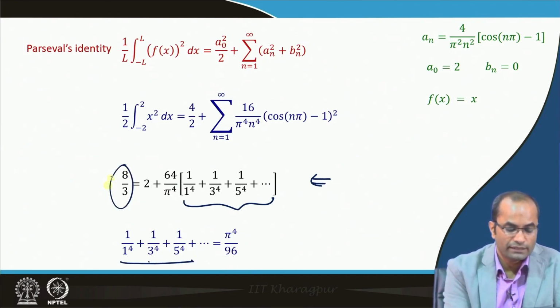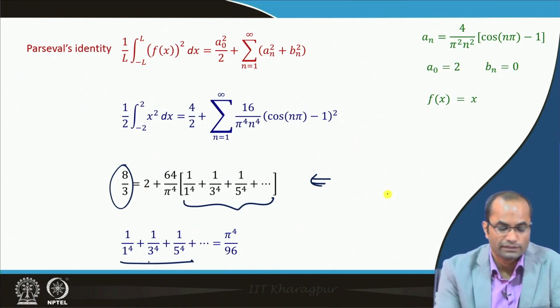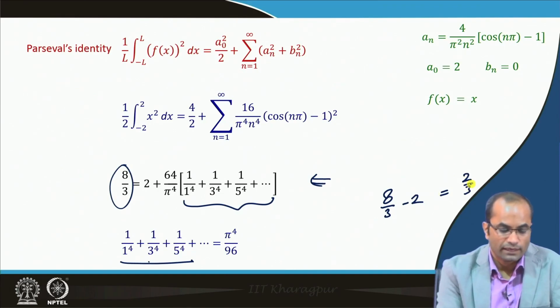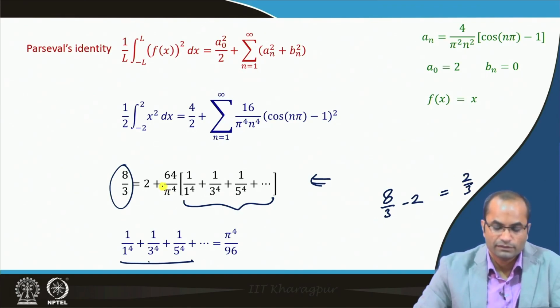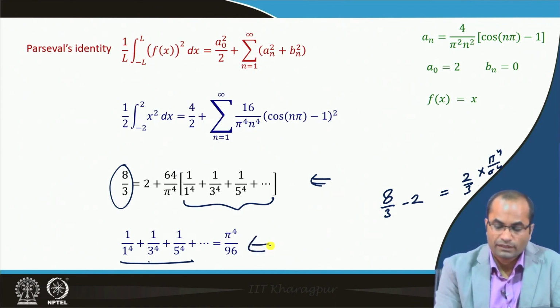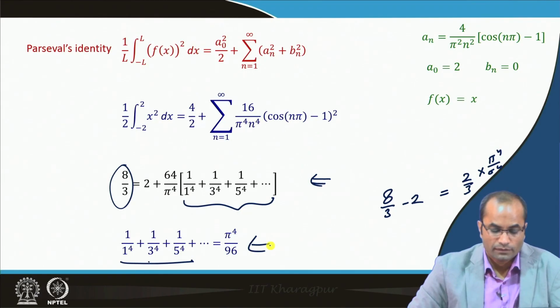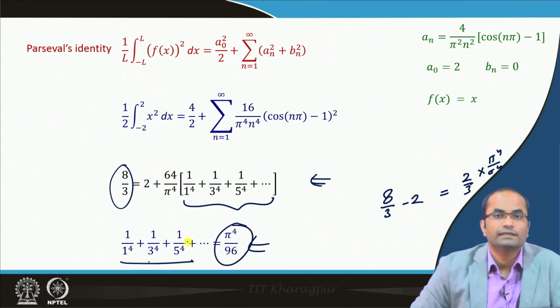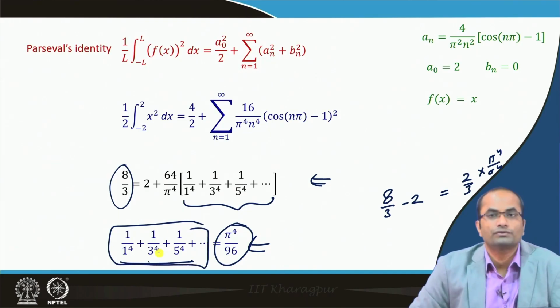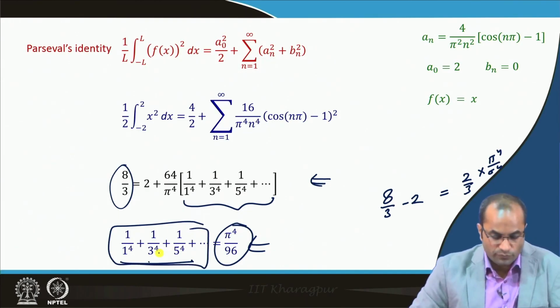So, here we have 8 over 3, then minus 2. So, we have 2 by 3, and then this will be multiplied with the 64 over pi to the 4, that is, divided by 64. So, that will give us pi to the 4 over 96, as the sum of this series having these odd terms with the power 4.